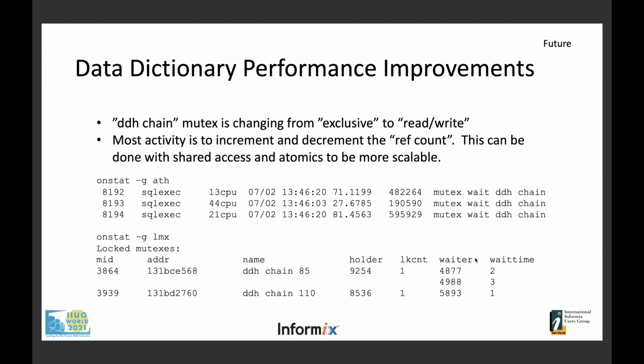And so the work that I'm doing now on this is to change the type of mutex that it is. Right now it's an exclusive mutex. It's going to be changed to what we call a read-write mutex. So you can have thousands of threads accessing it in parallel if the only purpose is to increment and decrement the ref count, which is like 99% of the work that's needed for these entries.